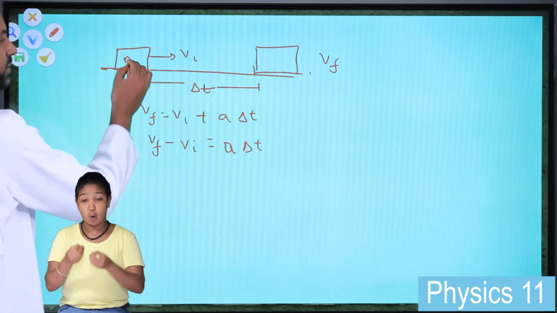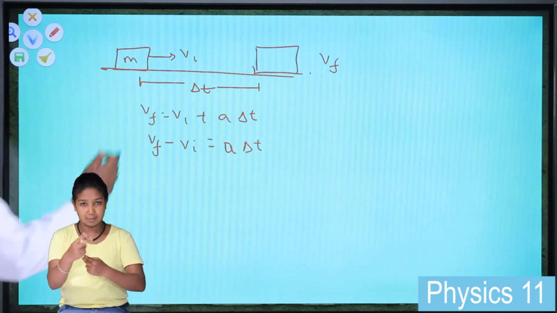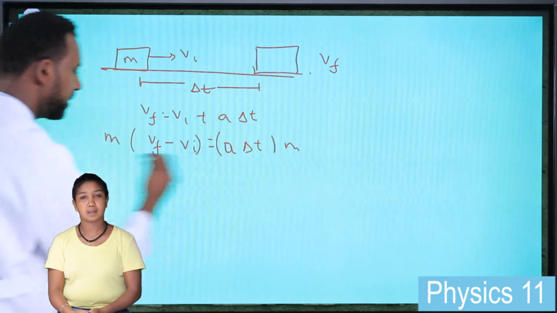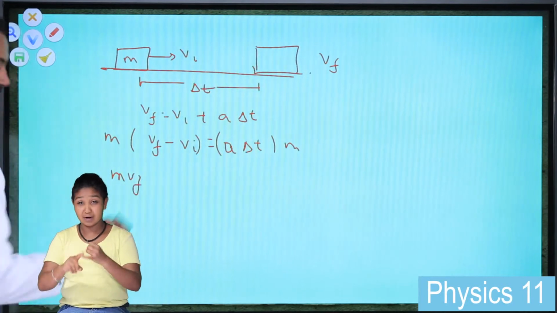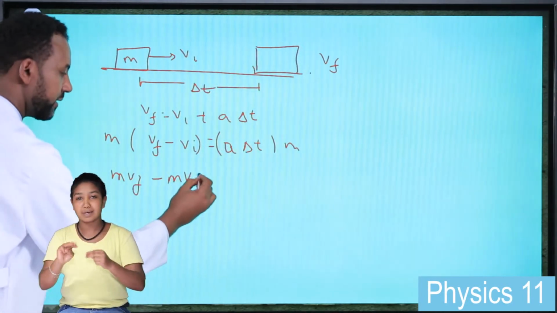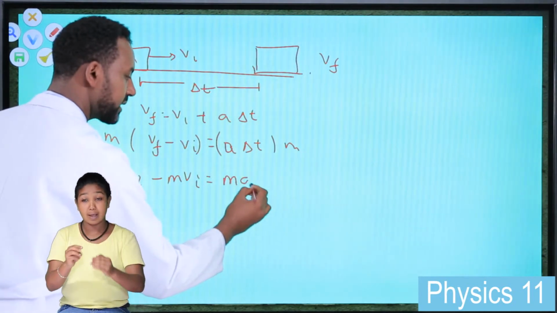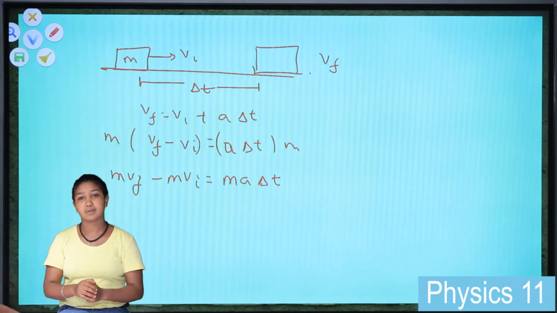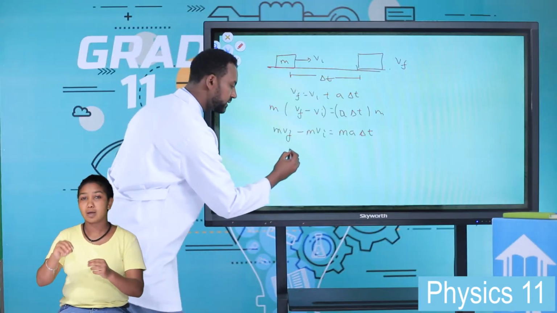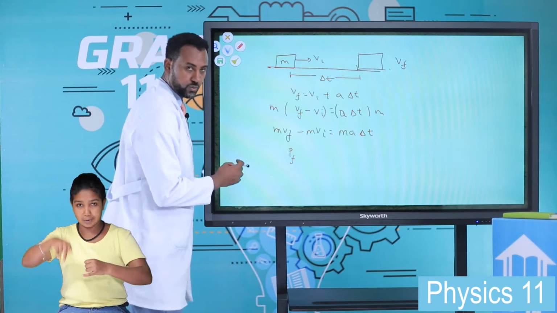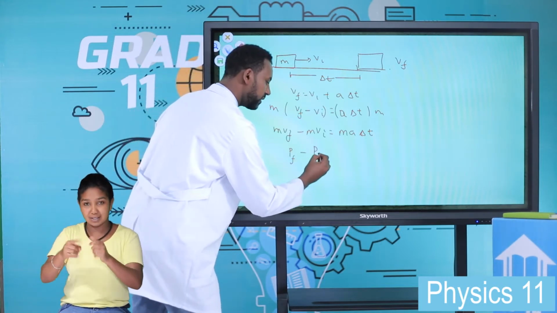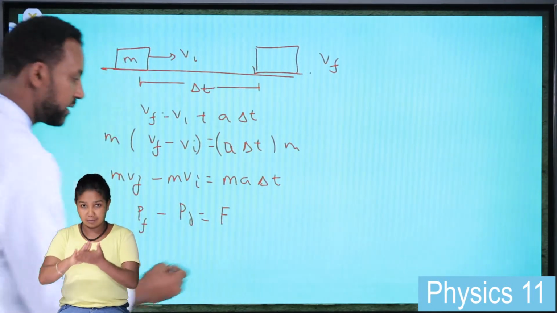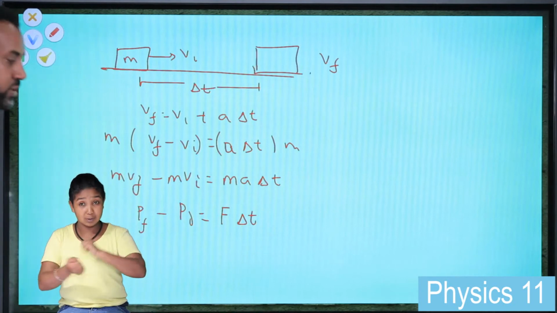This object has its own mass. Let's try to multiply both sides by mass. If you multiply both sides by mass, this gives us mass times the final velocity minus mass times the initial velocity is equal to mass times acceleration times change in t. Look here. Mass times velocity is momentum. So this is the final momentum. This is a linear momentum. Minus the initial momentum is equal to mass times acceleration, which gives us net force on a given object, net force times change in t.